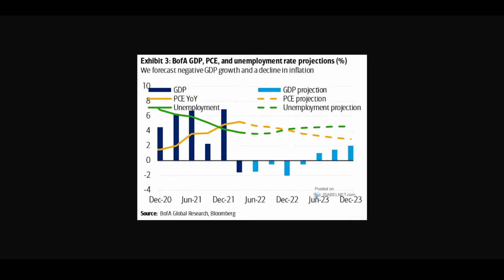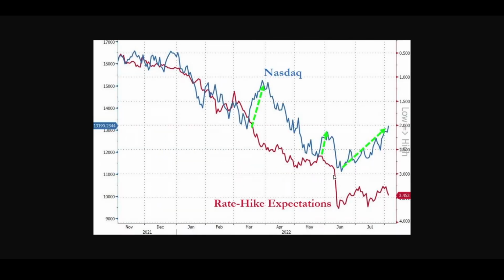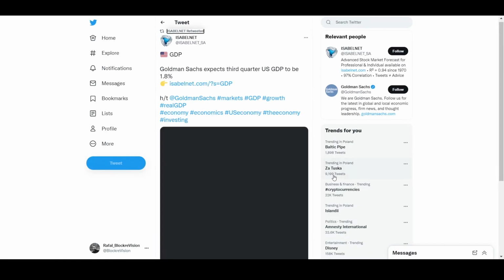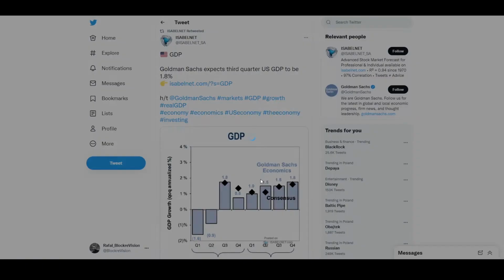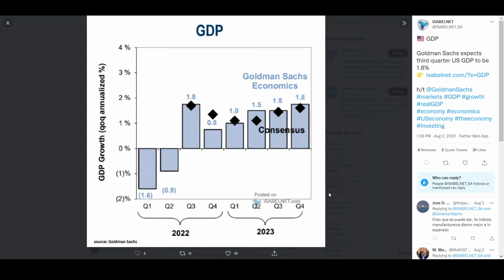Bank of America expects that the PCE and GDP projection will be lower by the end of the year, but it will recover the next one. That's the rate hike expectations at the low levels. However, regarding this GDP presented by Goldman Sachs, we may find that a stronger economy is something that may push the Fed back towards a more hawkish position.